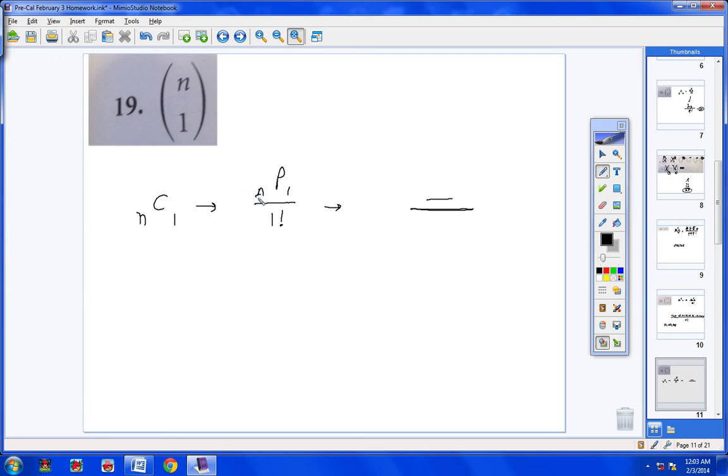Think about it. If this was an 8, I would have 8 options because it was a group of 8. If this was a 9, I would have 9 options for my blank. So because I have n, then I have n options over 1 factorial. All right? So really, it's just n over 1, or n.